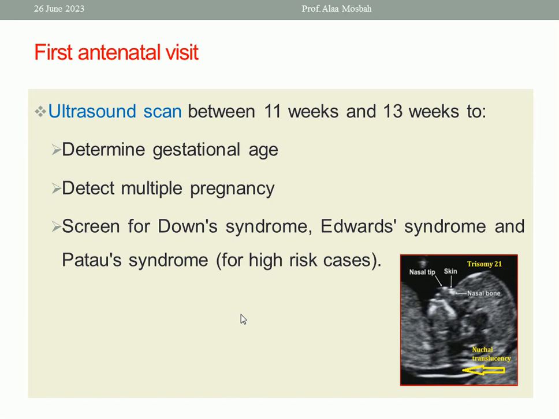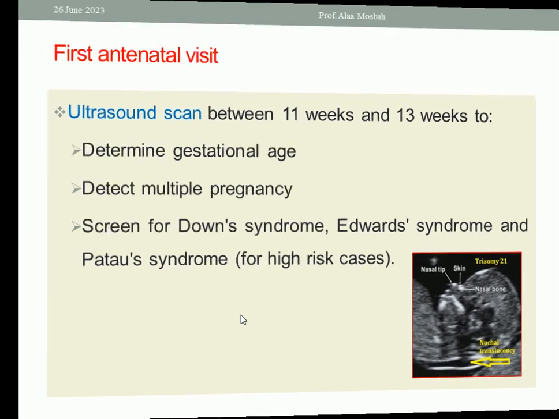To summarize, in first antenatal visit, we are going to do pregnancy test to confirm pregnancy and accurate dating. We are going to take history from the patient, then do general abdominal and local pelvic examination in some cases, then laboratory investigation, and ultrasound, as I mentioned before. This is as regard the first antenatal visit.